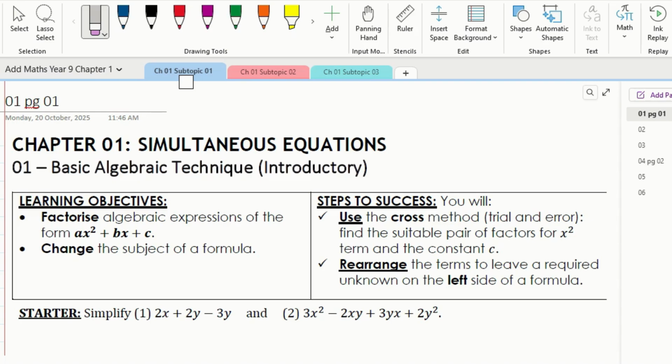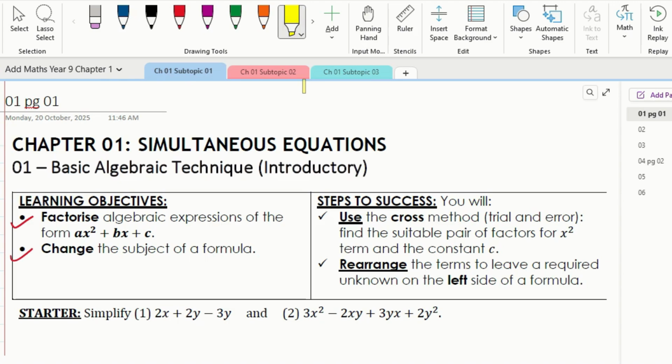So for the first one here, the students' objectives are to factorize algebraic expressions of this form. This is a quadratic form, actually we call it. This is ax squared plus bx plus c, where a, b and c are random integers, so they can be fractions and so on. And for the second learning objective, students will change the subject of a formula.